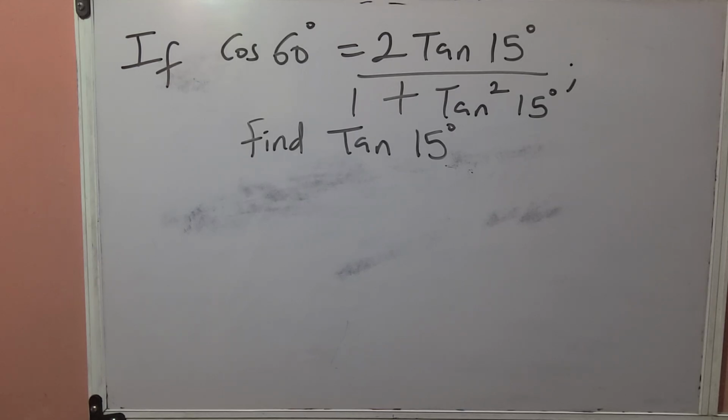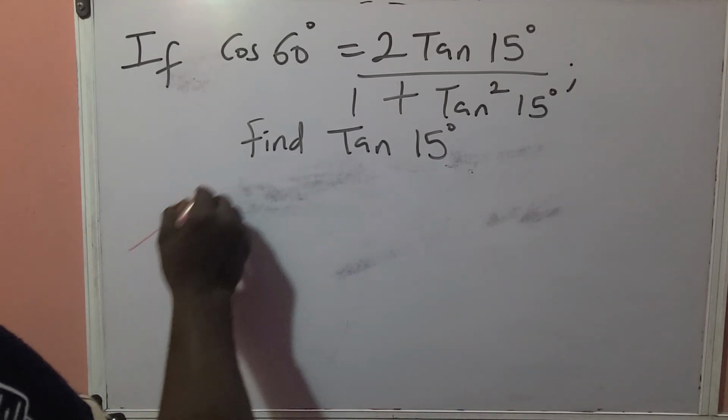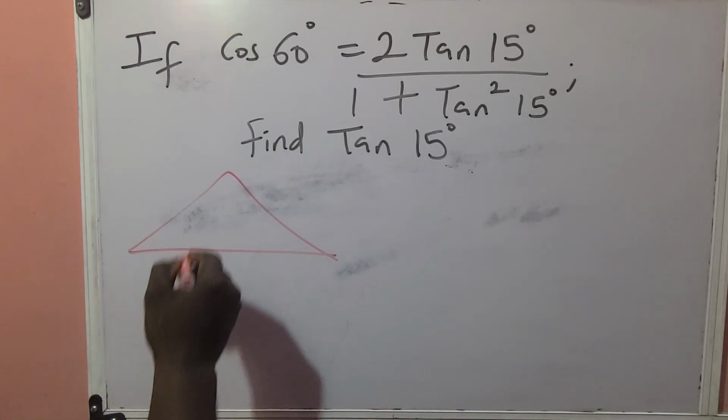Now, looking at the first thing you were given, you were told that cos 60 equals 2 tan 15 degree over 1 plus tan square 15 degree. You already know your cos 60 from your special angles. Let's try and find that using our special angles, because these are some of the things you have to know.